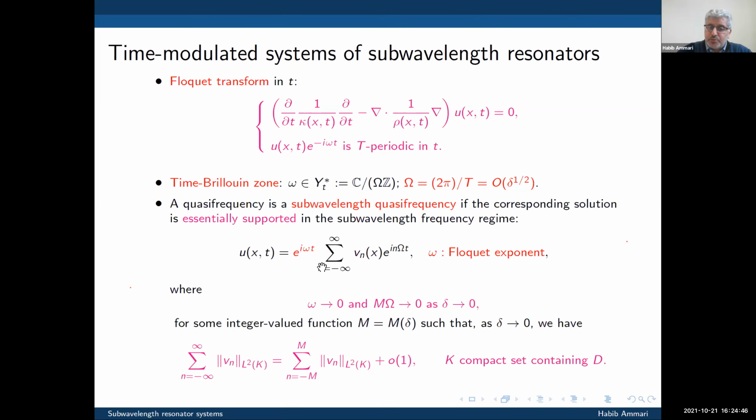This means you expand U like this. This is Vn of x, and most of the energy is in the leading order terms, in the first m terms. And we need to assume that m times the square root of delta goes to 0 as delta goes to 0. So delta is small. So you can go high, but not of order 1 over square root of delta. Okay. So with this definition, I think this is the right definition of what subwavelength quasi-frequencies are.